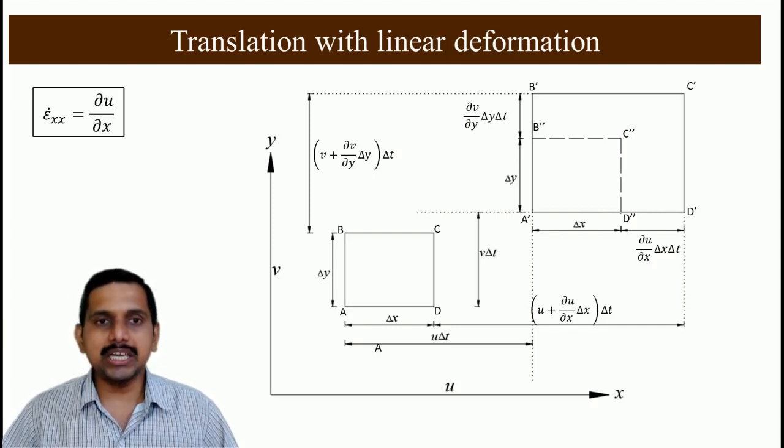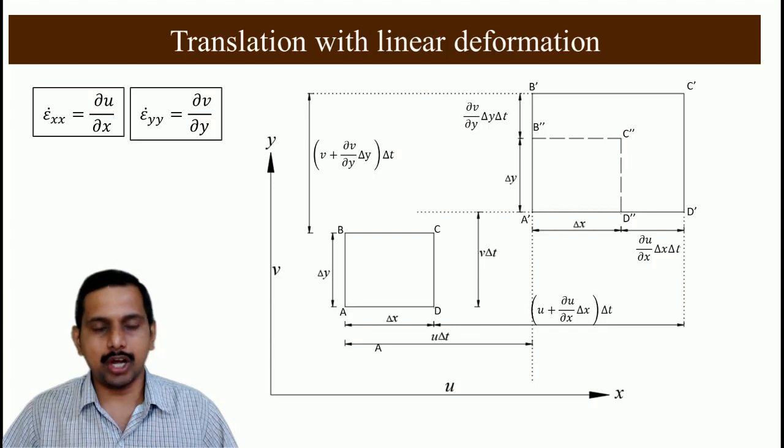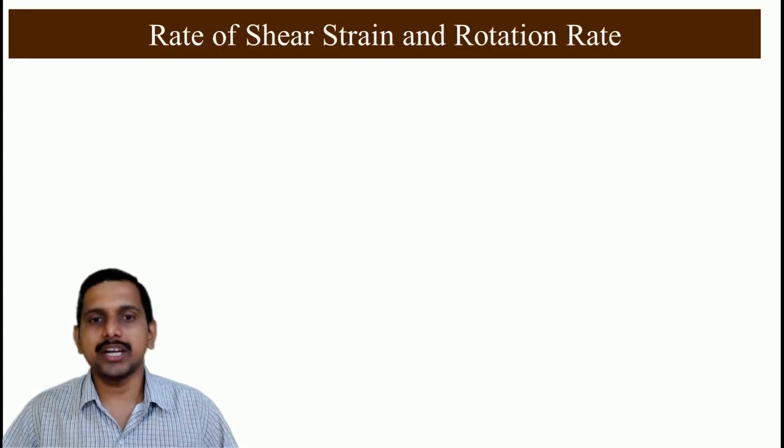If we see the linear strain rate in the x direction, which is given by epsilon xx dot, it is equal to ∂u/∂x, and the linear strain rate in the y direction, epsilon yy dot, is given as ∂v/∂y. Next we discussed what is rate of shear strain and rotation rate.